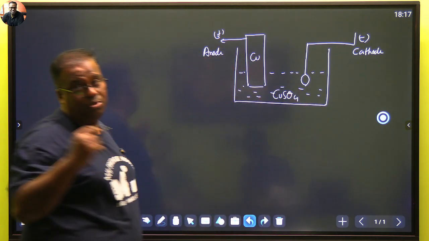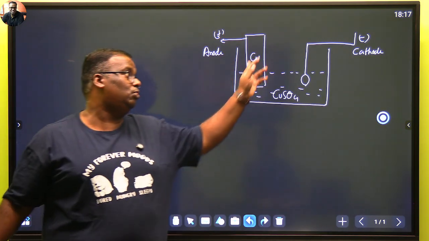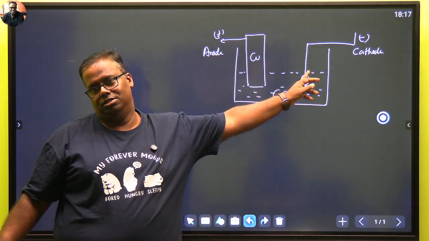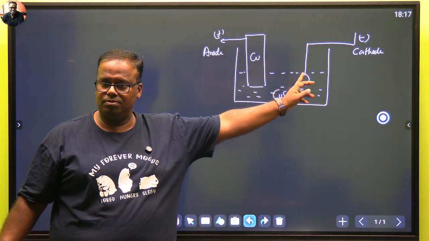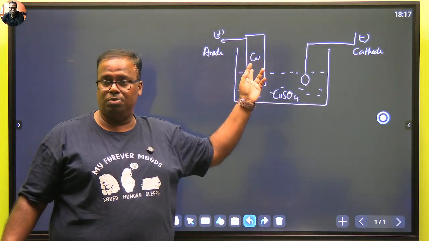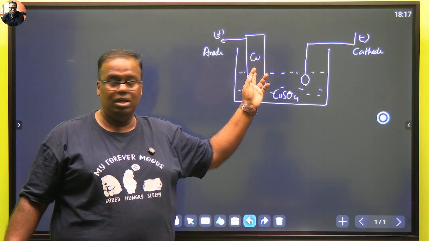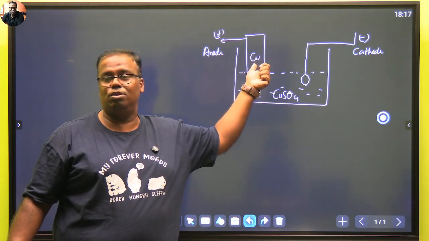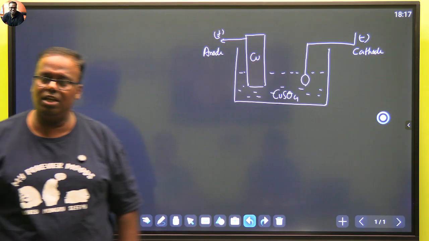CuSO4 has to be a salt of the metal whose layer has to be put. Iron spoon, I want to give it a copper look. So I'm using pure copper. This is pure copper as my anode. And the salt has to be a salt of this particular metal. So kya use karenge? Copper sulfate.